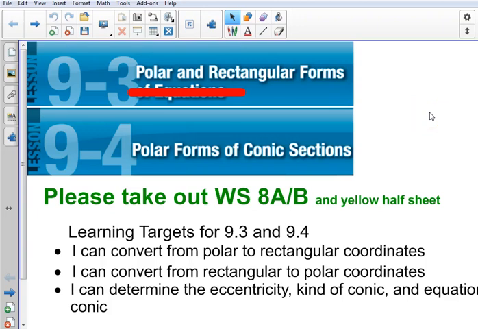We're going to finish up polars today. We're going to do 2 sections, just a little exposure to some things. The most important thing today is we're going to talk about converting polar to rectangular and rectangular to polar. The most fun thing is 9.4.